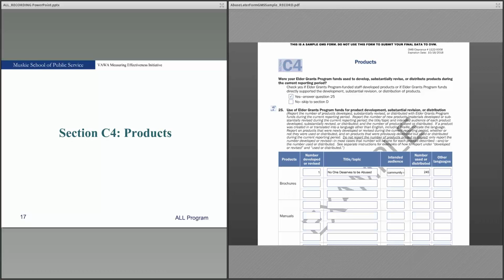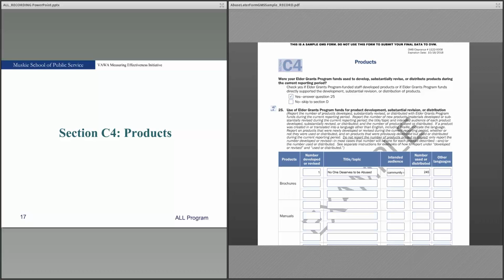The next section is section C4, products. You would fill out the product section if products were developed or revised during the current reporting period. You would enter the number developed or revised, which is usually 1, the title and topic, in our example, No One Deserves to Be Abused, the intended audience, in our example, community members, and the number used, which is not printed but actually distributed.